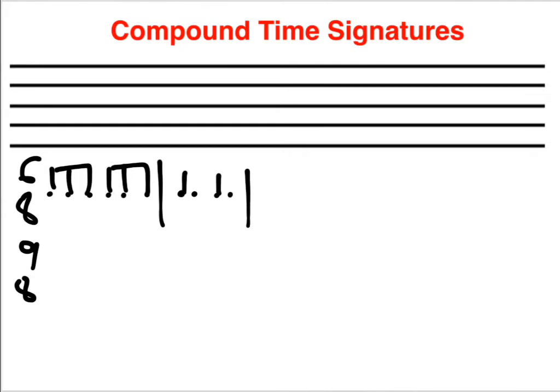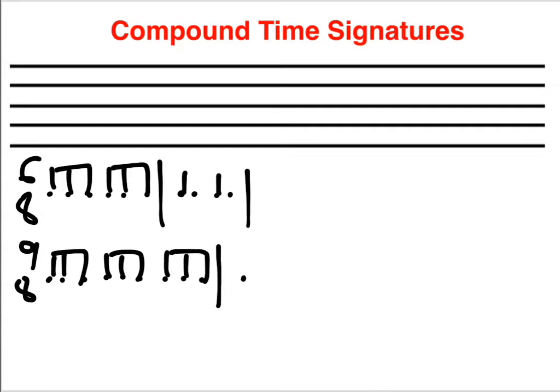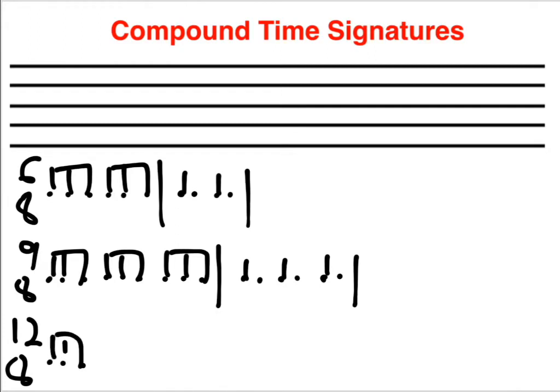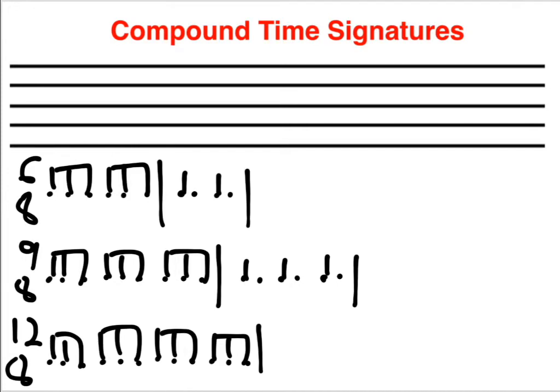9/8 means 9 quavers in a bar, but again that gets us 3 dotted crotchet beats in a bar. And 12/8, this is the big one, means 12 quavers in a bar. Sorry, this takes a wee bit of time for me to draw them out. But that actually translates as 4 dotted crotchet beats in a bar.